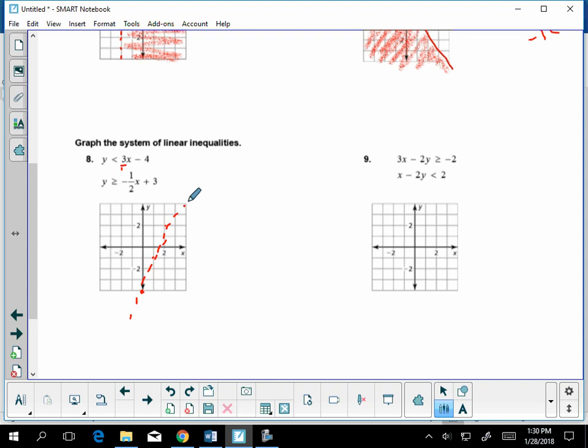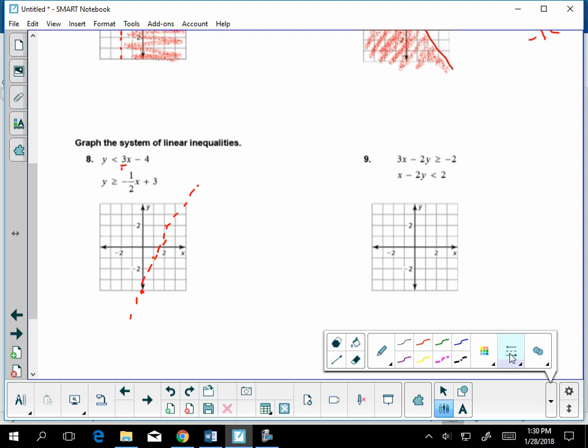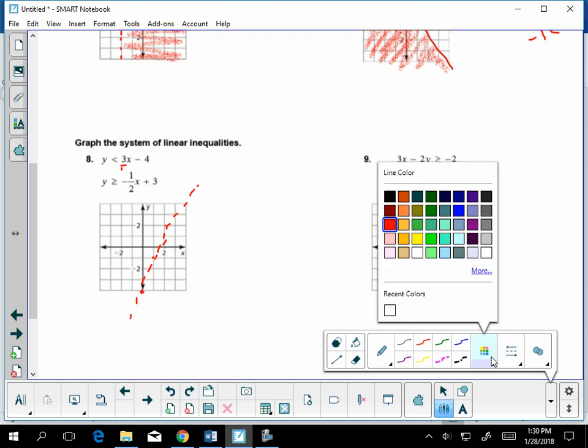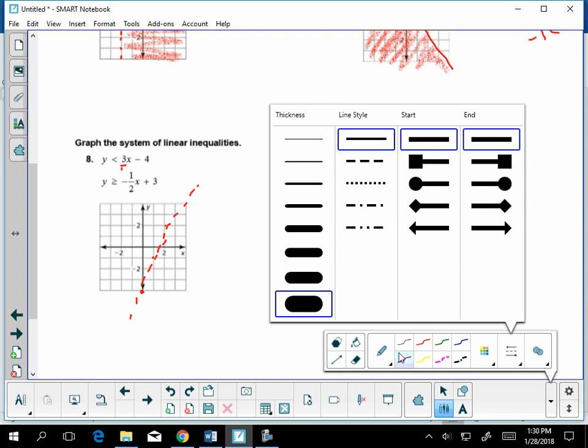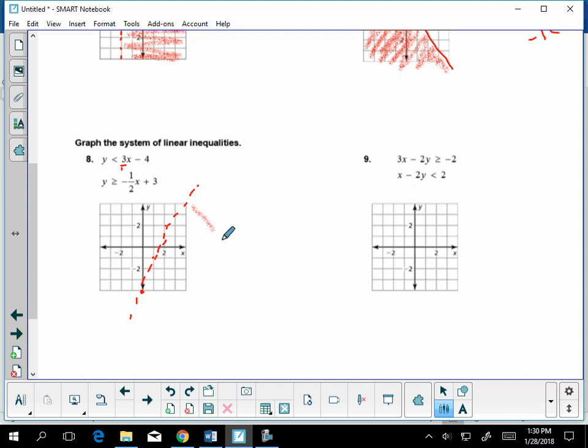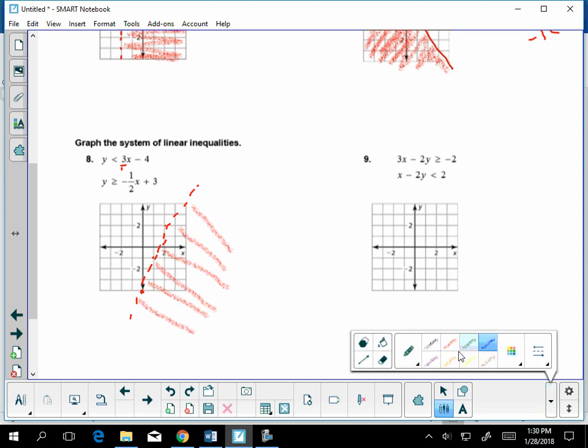Oops. Got off a little there, but I think you can kind of see it. And I'm going to shade real lightly. That's a less than. So I want to go below the line. So I'm going to shade underneath. Let's do the next one in blue.